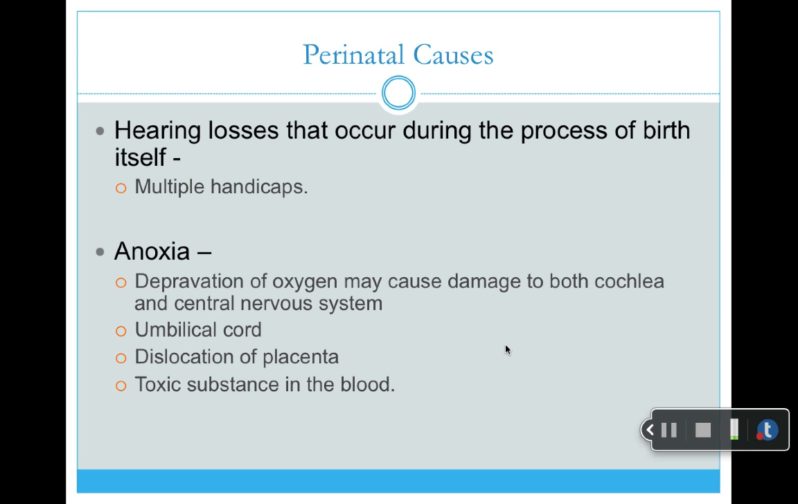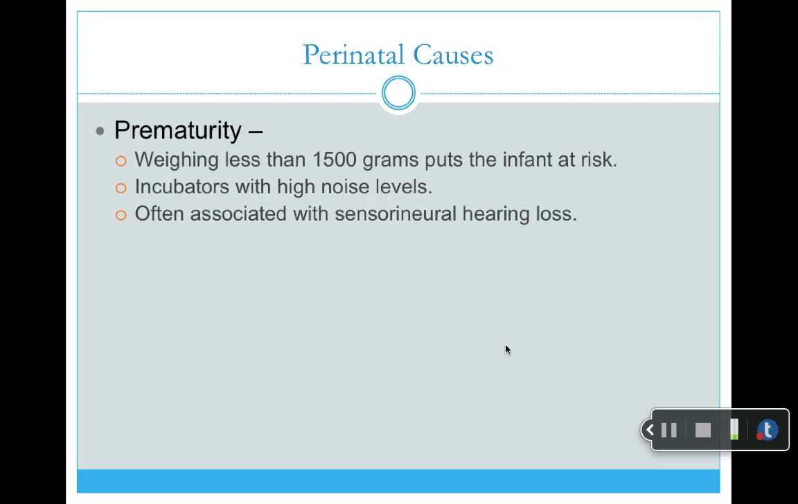There are hearing losses that could occur during the process of birth itself and result in multiple handicaps. For example, anoxia, or deprivation of oxygen, could cause damage to the cochlea and the central nervous system. The umbilical cord may be wrapped around the neck, or there may be problems with the umbilical cord itself, the placenta being dislocated, or toxic substances in the blood. Prematurity is also a risk factor for hearing loss. Infants weighing less than 1,500 grams, incubators in the NICU with high noise levels.